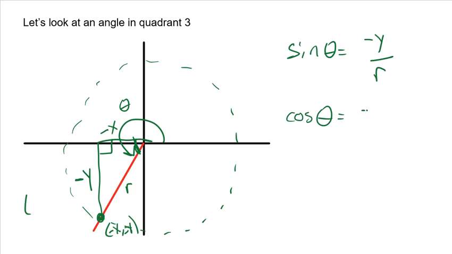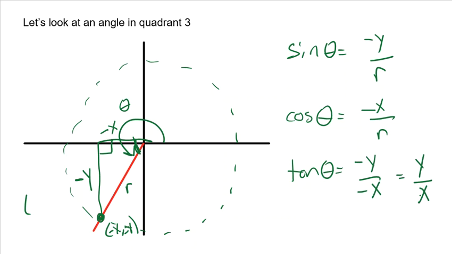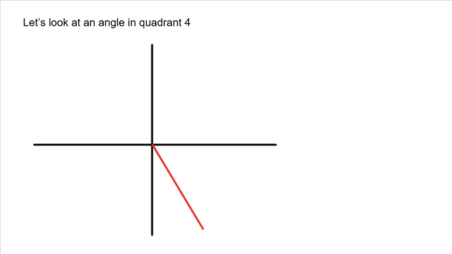Cosine is the adjacent, negative x, divided by r, and tangent is going to be the opposite, negative y, divided by the adjacent, negative x. Now those negatives will cancel because both x and y are negative, so when you divide them, the result is positive. And let's quickly go through quadrant 4 here as well. Quadrant 4 goes all the way around. And guess what? Even if I were to go negative and get there faster, I would still have the same answers, right? It wouldn't change. And we're going to talk about that shortly.